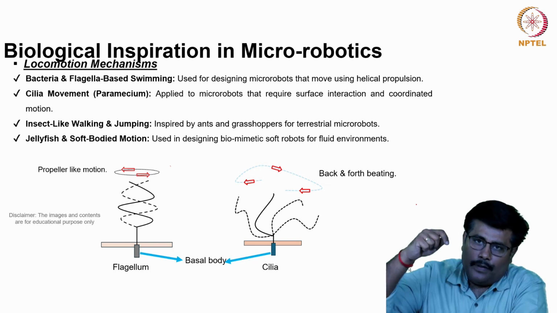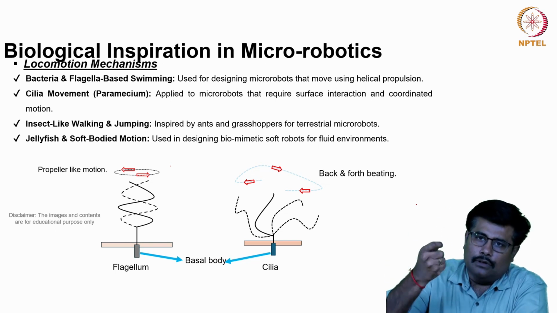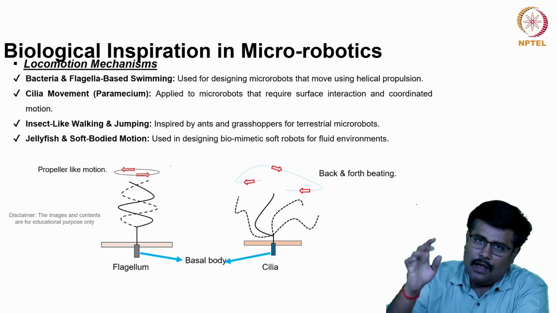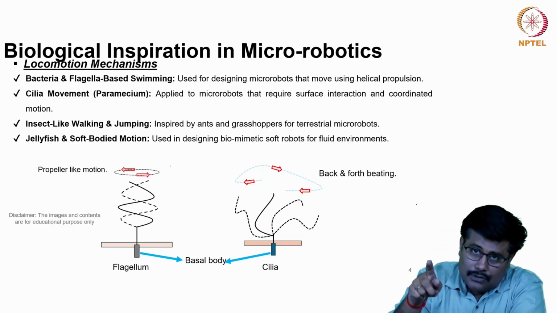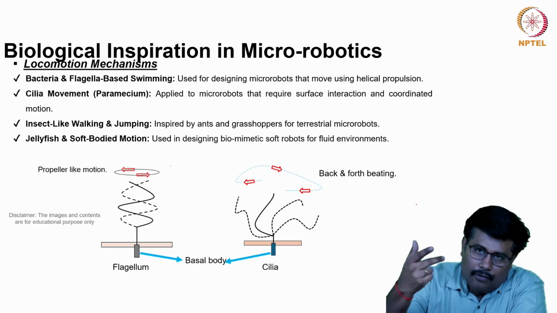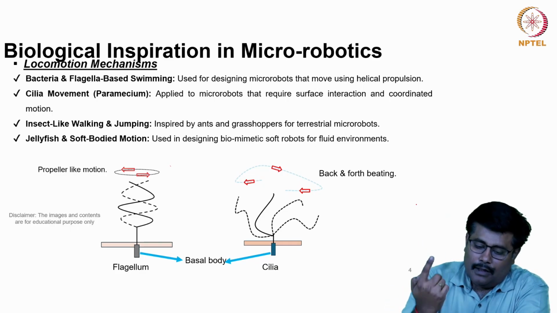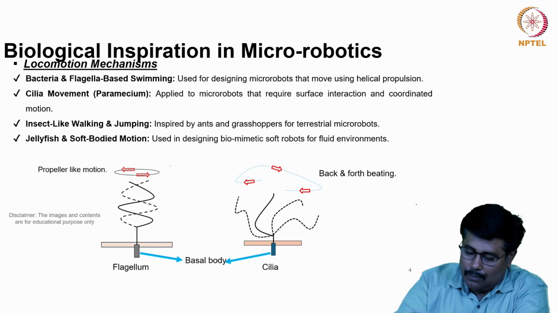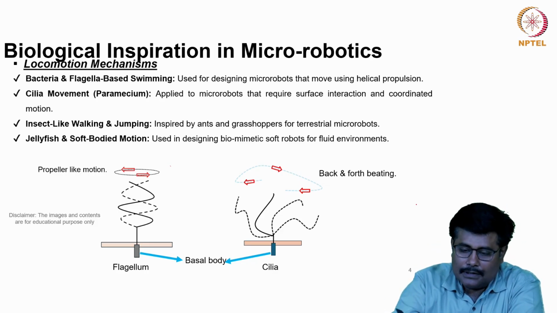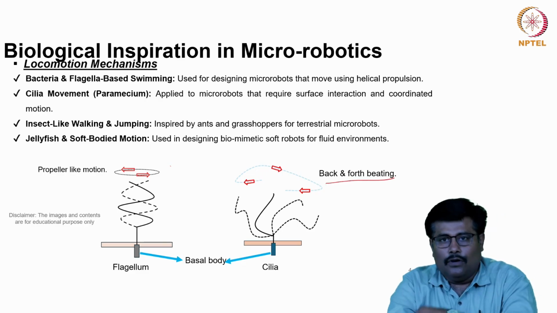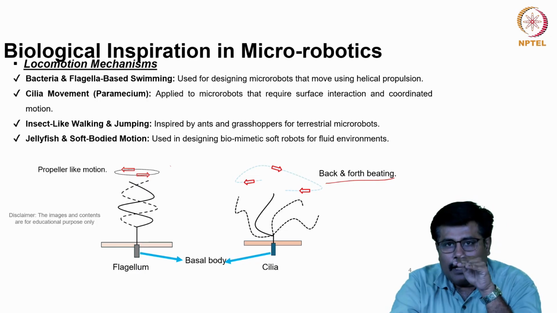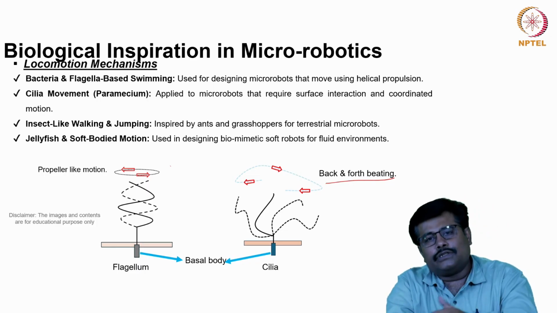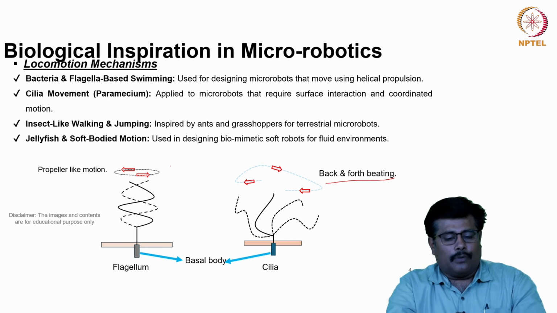So you have a whip. When you try to move a whip, the base is kept fixed. However, the whip is made to move in a particular direction. Based on the movement of the whip, a force is generated which will be helpful for the base to move. So if you see over here, this is a combination of back and forth beating. When you have a back beating and a forth beating, you can expect a forward motion or a backward motion appropriately.